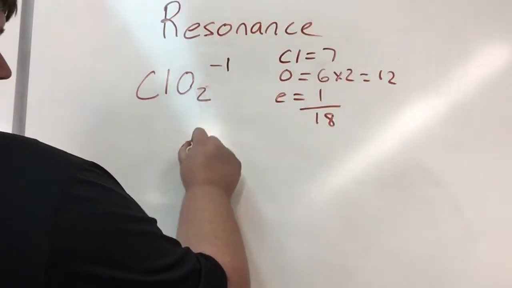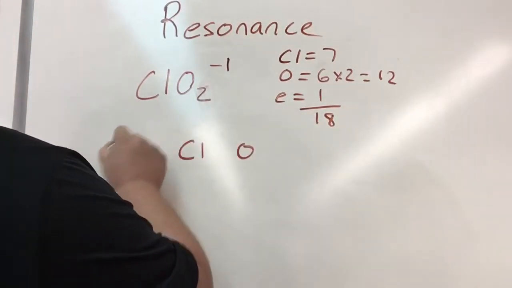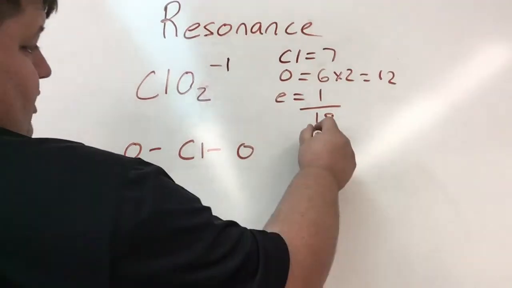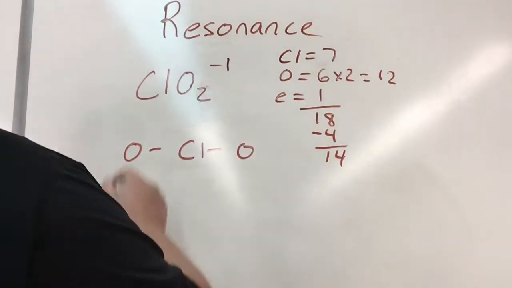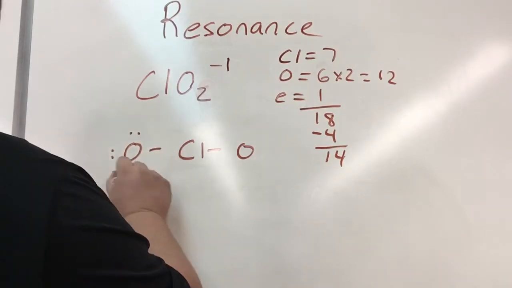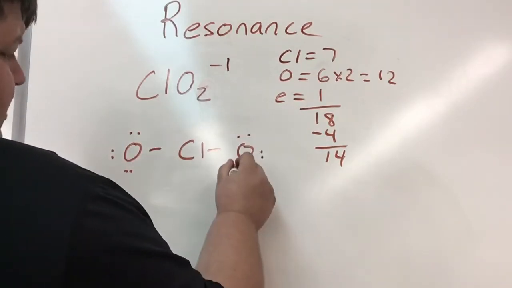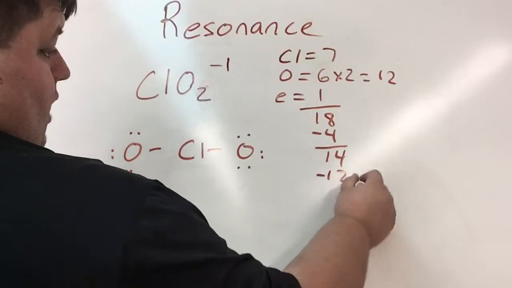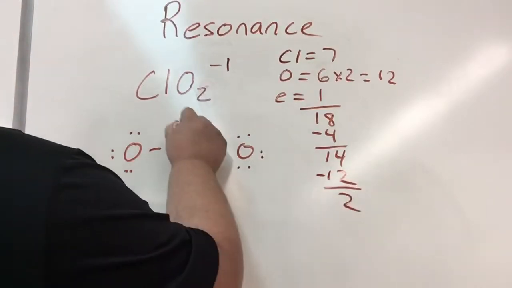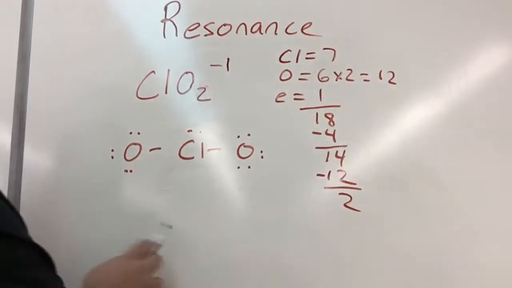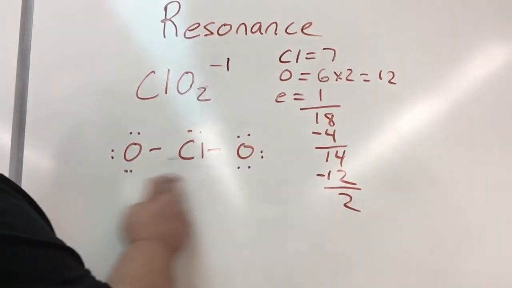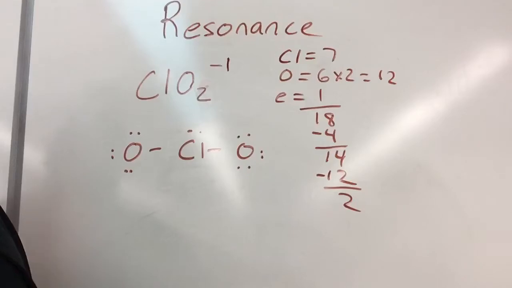So you draw the basic structure, like we've done before, put a bond to everything, that's going to use up 4 electrons. You end up with 14 left. We start putting lone pairs everywhere, so 2, 4, 6, 8, 10, 12. And we're left with 2 electrons left, which we put on the center atom. Now, if you look at the center atom, you'll see that it does not have an octet. The outer 2 atoms do have 8, but the center atom only has 6.